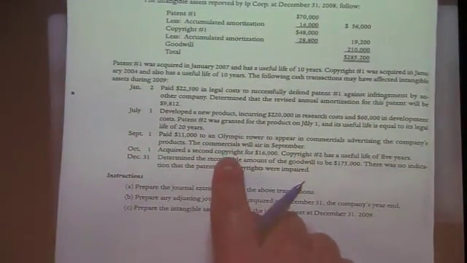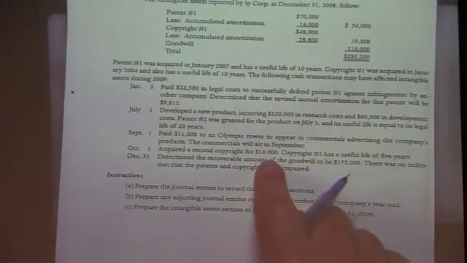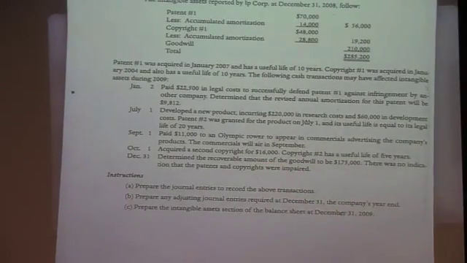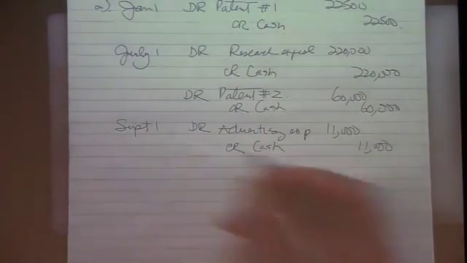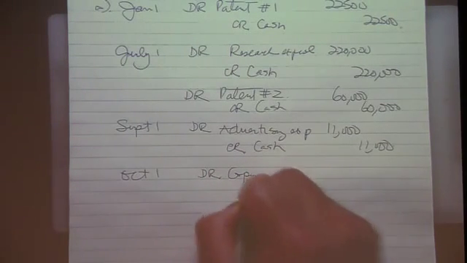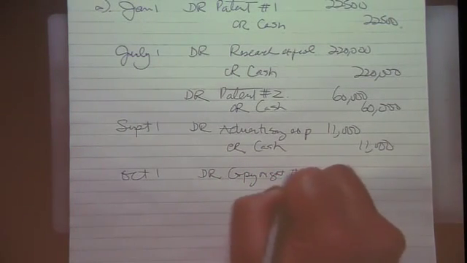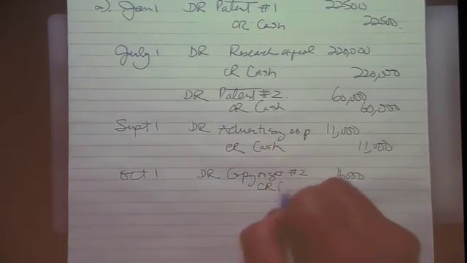Now, on October 1st, they acquired a second copyright for $16,000. They already bought the first one. They bought the second one, and it has a useful life of 5 years. So we're going to debit copyright number 2, $16,000, credit cash, $16,000.